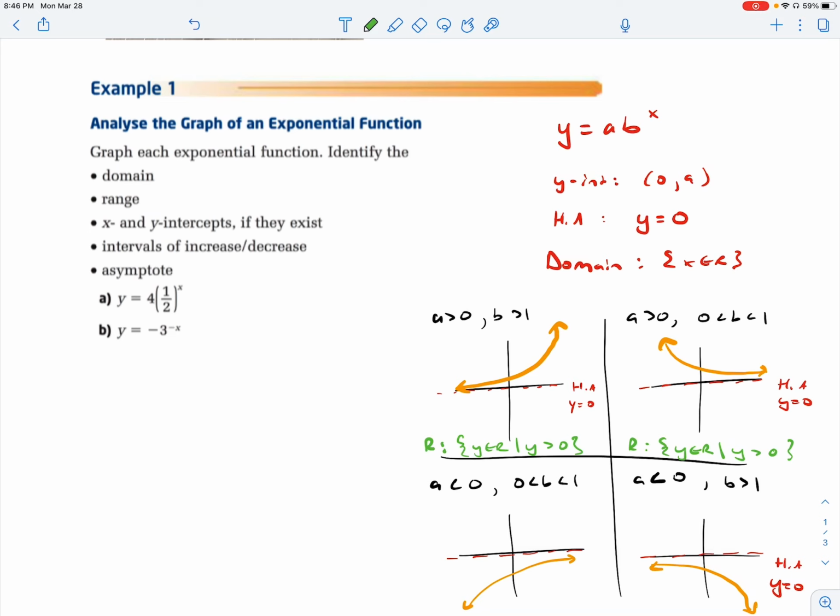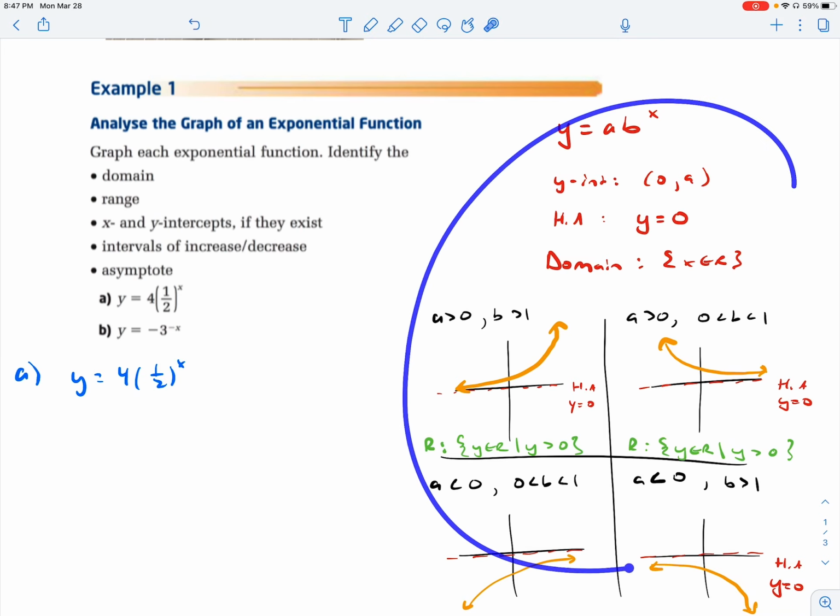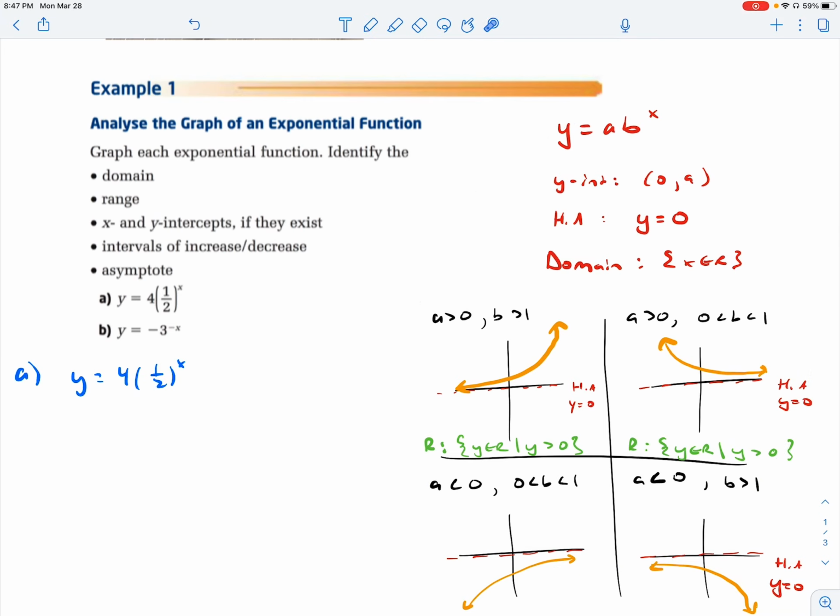Okay, let's begin with our first one, A. So I'm actually not going to graph it right away. I'm going to use that chart here, everything in here, to help me get the graph. So if I compare this to this, I can actually see a few things. So I can already answer the domain. I know it's always going to be x is an element of R, so that's easy. The range, y is an element of R.